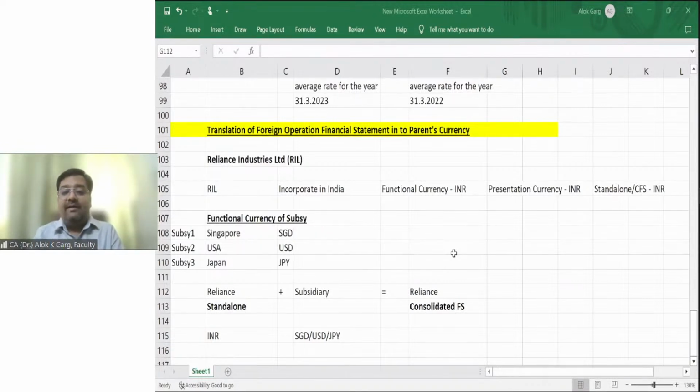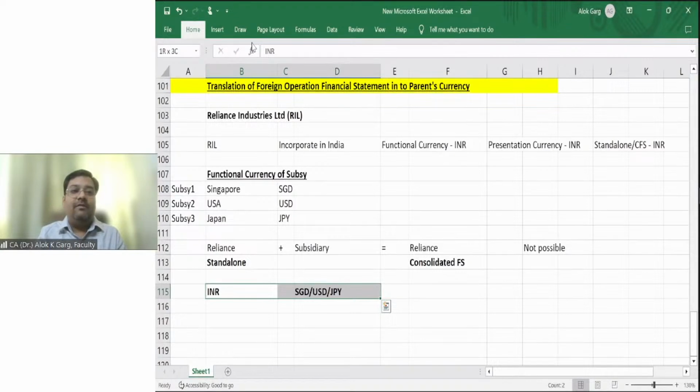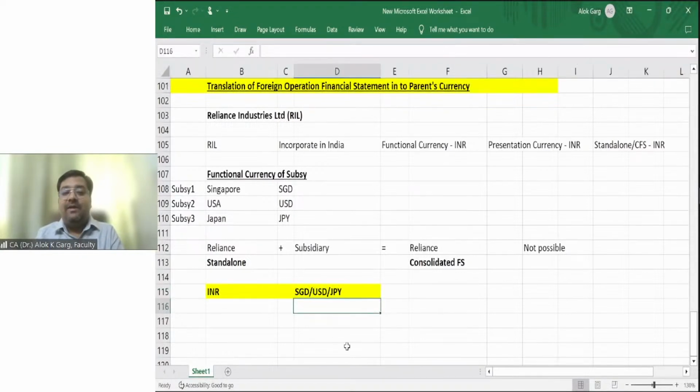Then what is required in this case? It is required to convert the subsidiary financial statement, the foreign operation financial statement, into parent presentation currency.